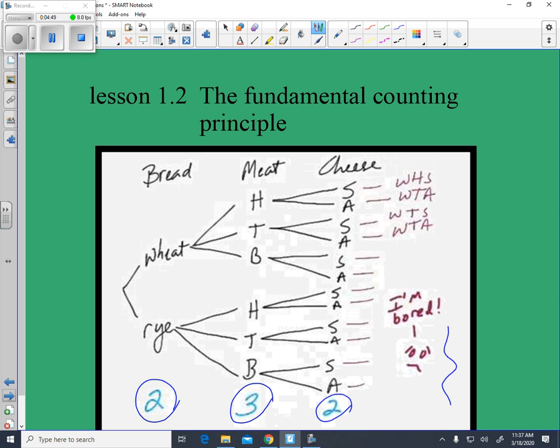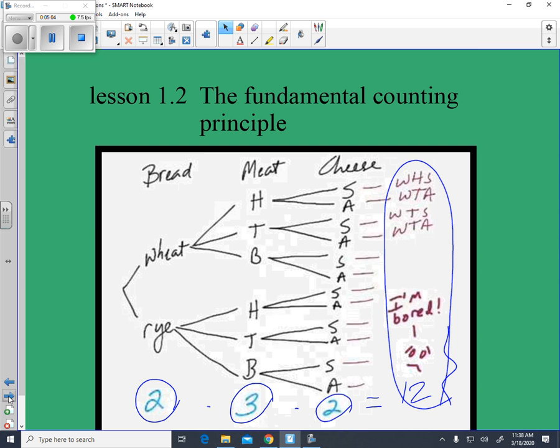So this person probably didn't finish because they know the fundamental counting principle just says multiply these options together, 2 times 3, which is 6, times 2, which is 12, and there's going to be 12 outcomes over here in the entire sample space. And the top outcome was, I don't know, WHS, what's that? Wheat with ham and Swiss cheese, I guess.